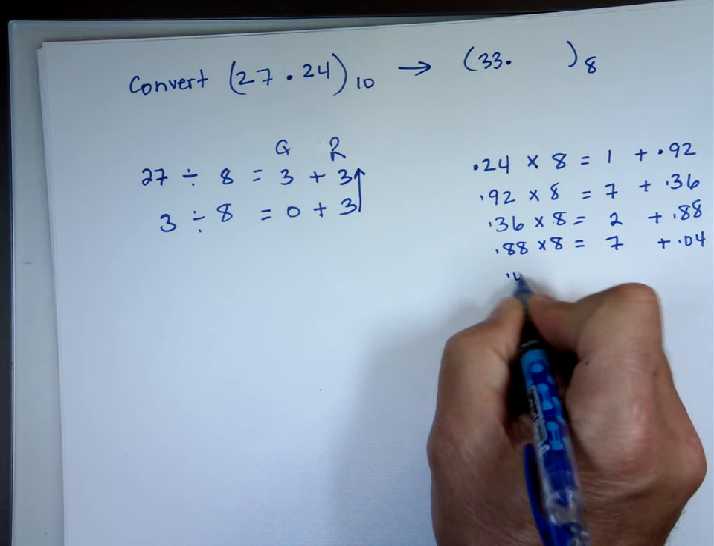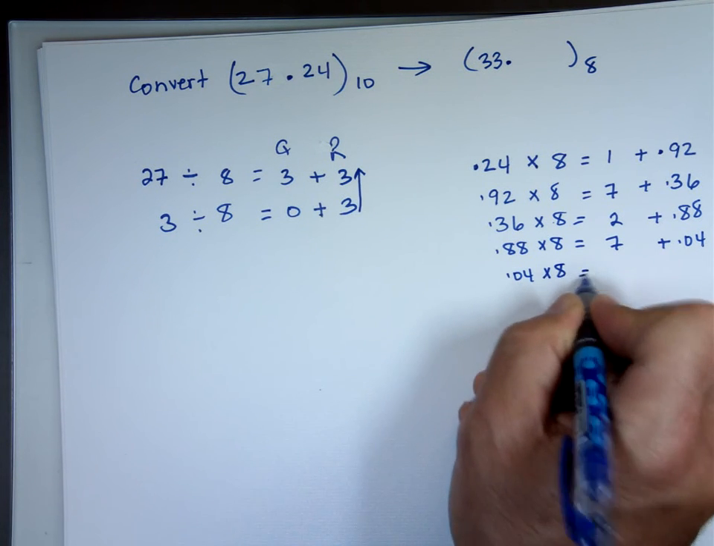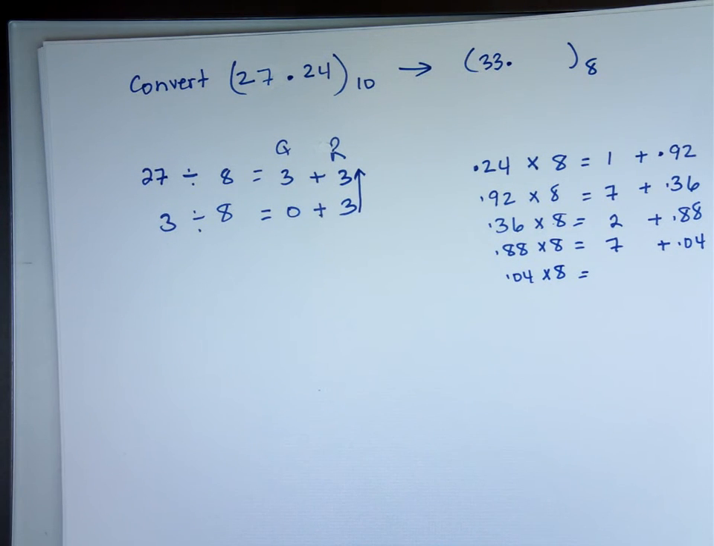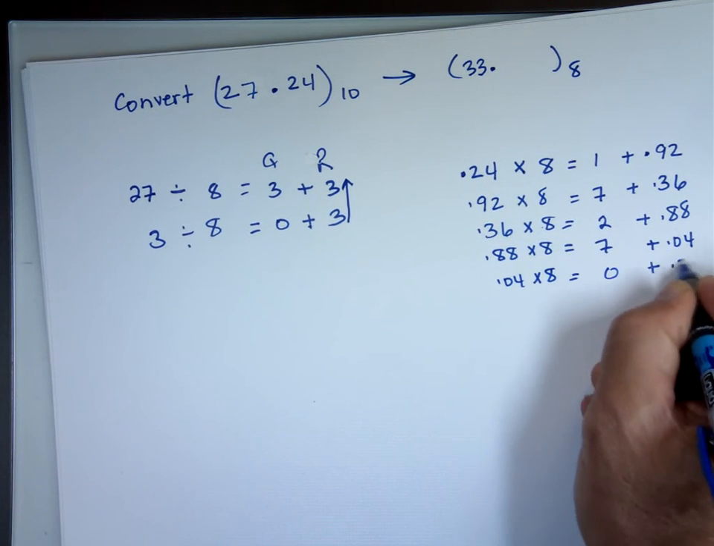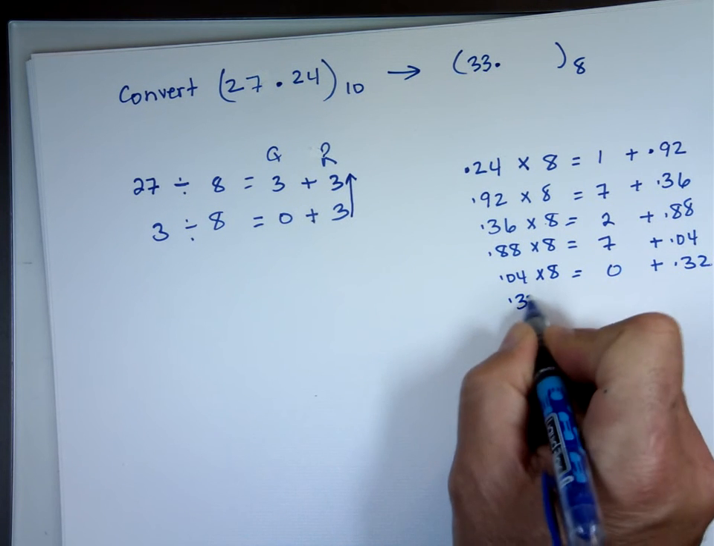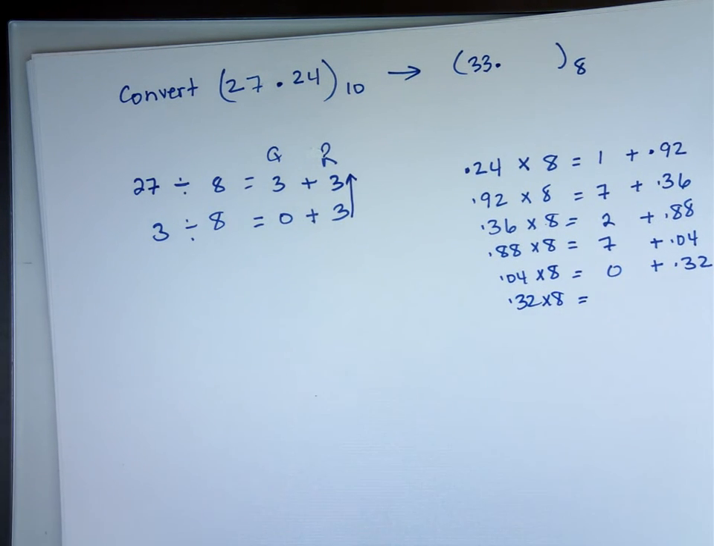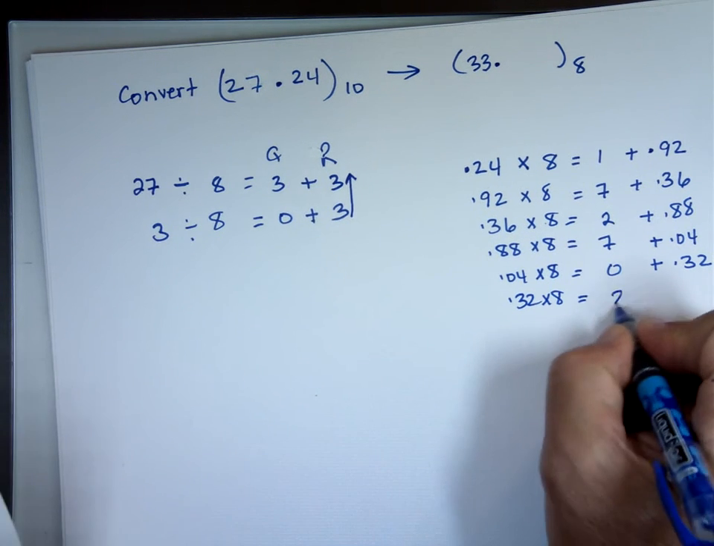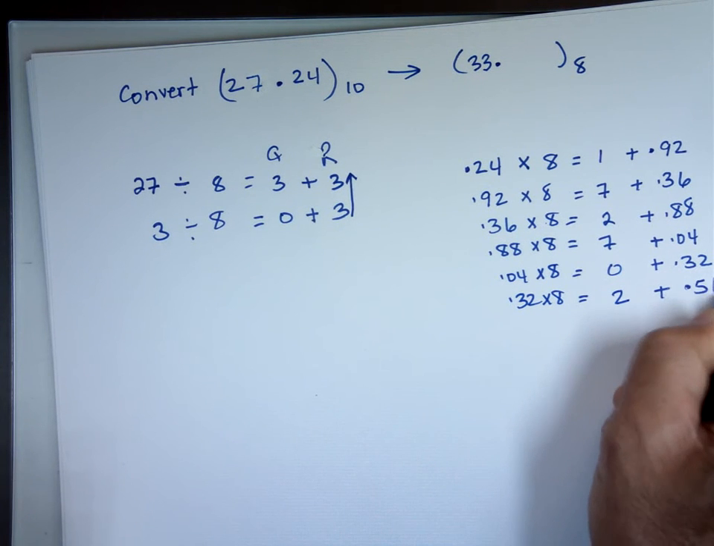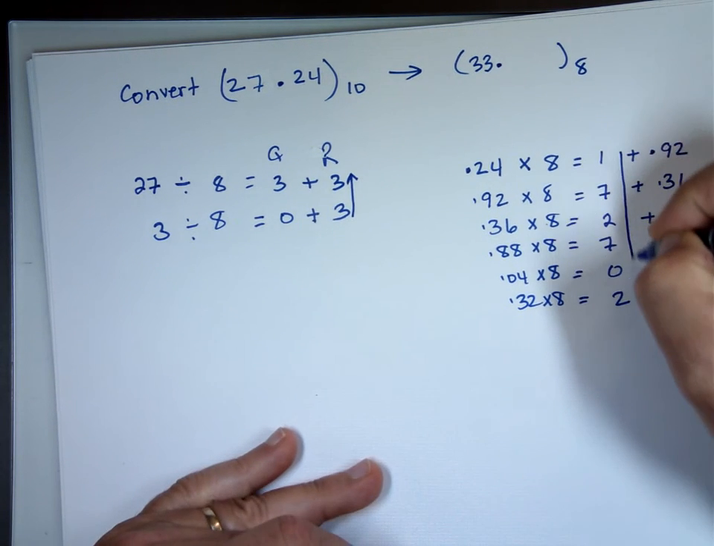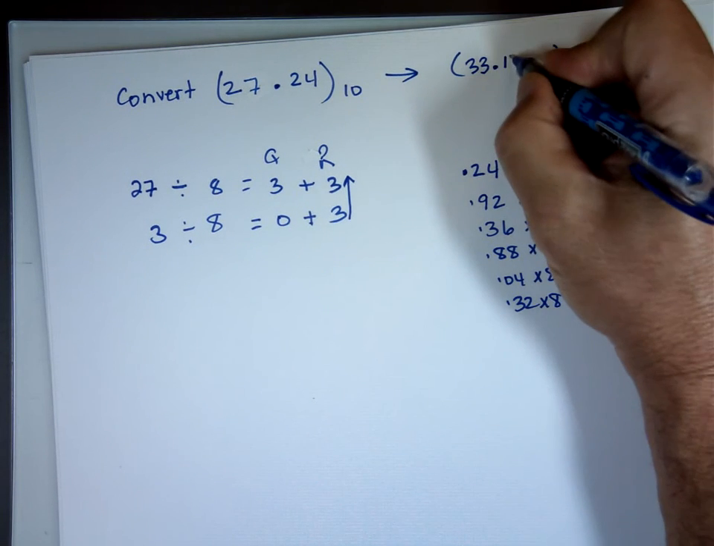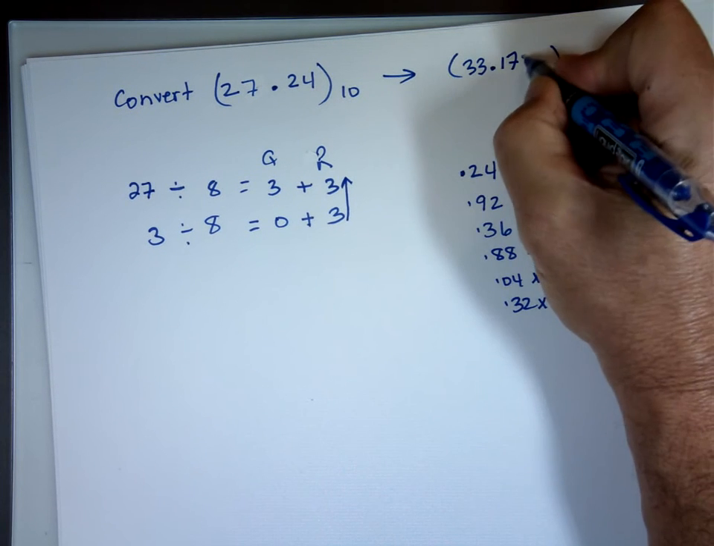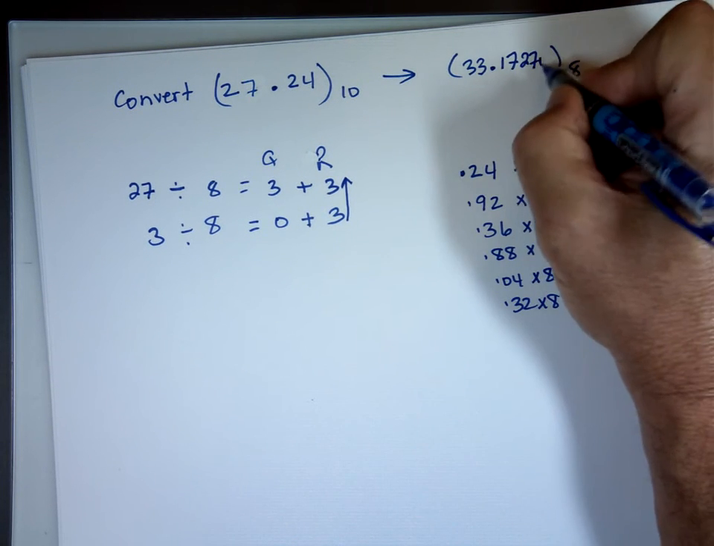0.04 times 8. Stupid me. 0.32. We know it's 0.32. 0 plus 0.32. 0.32 times 8. And you keep going. 2.56, right? I'll stop here. But normally you keep going. So this will be 1, 7, 2, 7, 0, 2. Dot, dot, dot. There's more to come.